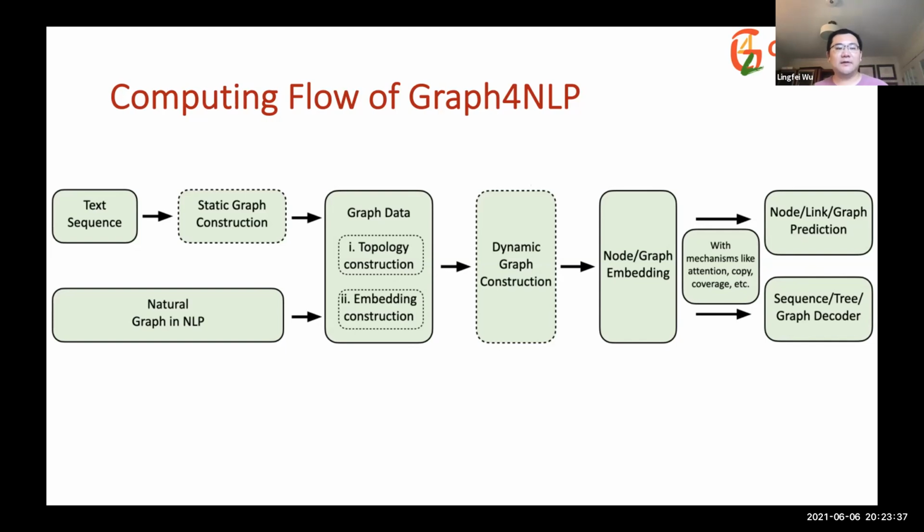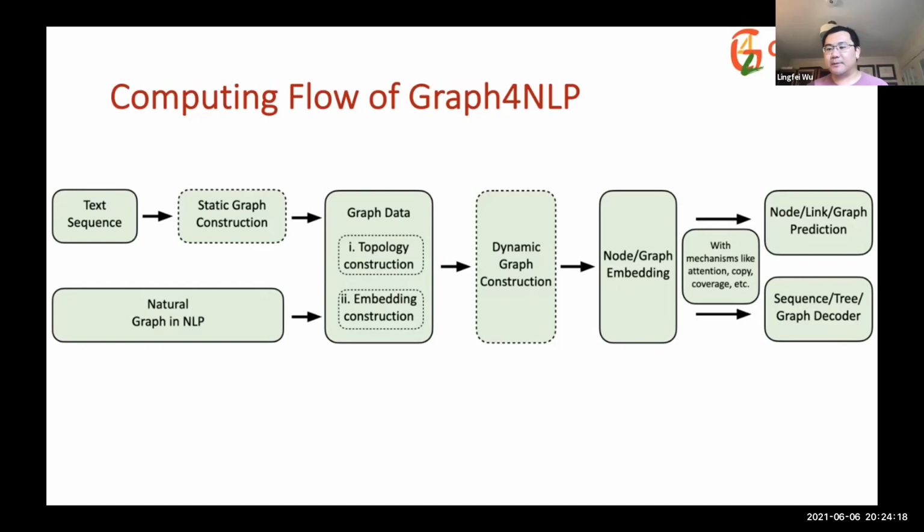For example, if you have a text sequence, you can go through our static graph construction part, but this is optional because you can also choose dynamic graph construction later. Then we formulate graph data, which has two important jobs to perform: one is topology construction, and the second is embedding construction. If you have already chosen static graph construction, you just skip the dynamic graph construction; otherwise, you can choose dynamic graph construction here. Then we feed the graph data to the graph representation learning part, and we get the node embedding and graph-level embedding, and we can perform different kinds of applications.